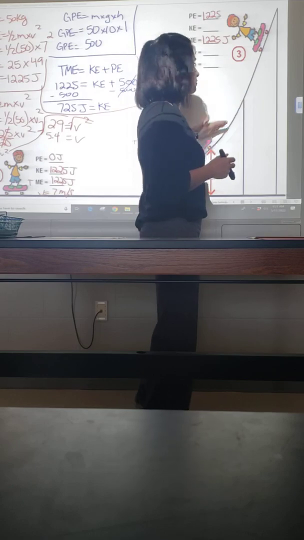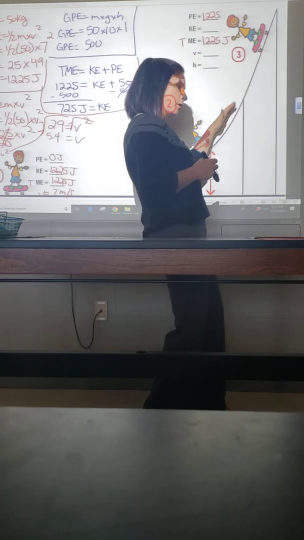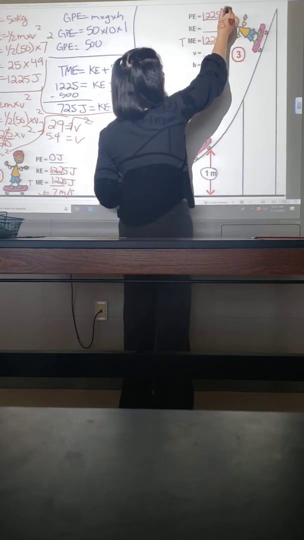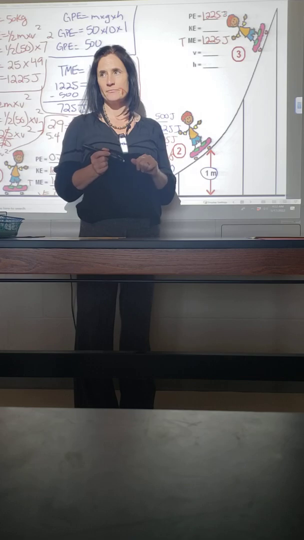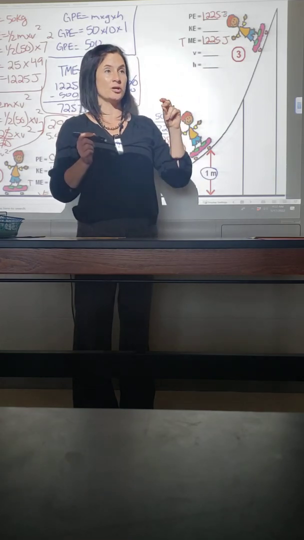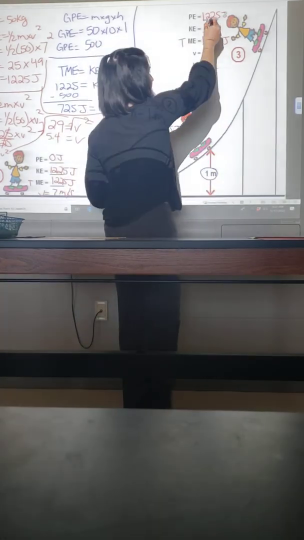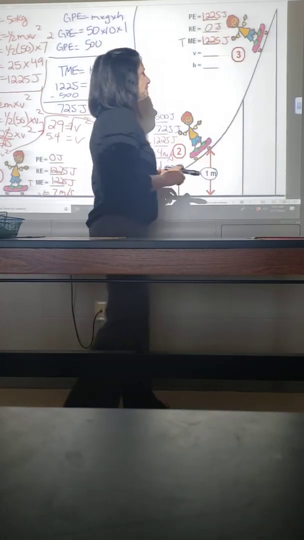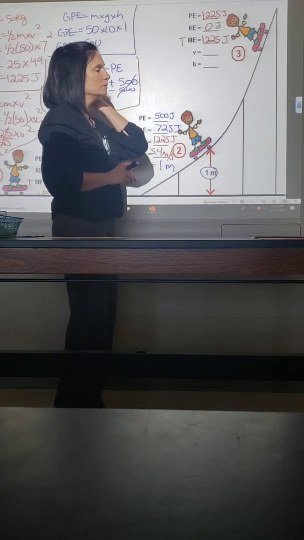Same thing with the skateboarder. He's going all the way up, that's as high as he goes, and then he goes back down. So if the potential is 1225, how much kinetic do you have in that split second where he's not moving? 0. Good.